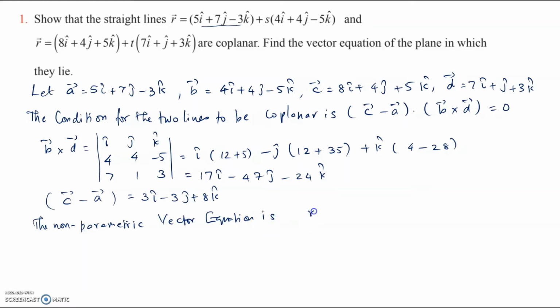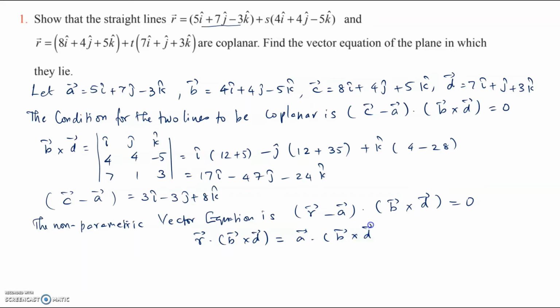r vector minus a vector dot product with b cross product with d is equal to 0. So, replacing the corresponding values, we get r vector, or we can rearrange this as r vector dot product with b vector cross product with d vector is equal to a vector dot product with b cross product with d, which is using the distributive law, further expanding and then taking the a dot product with b cross product with d to the other side.